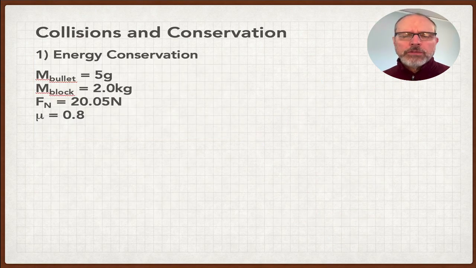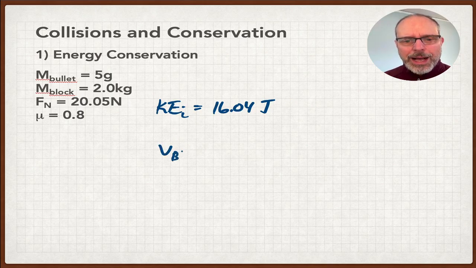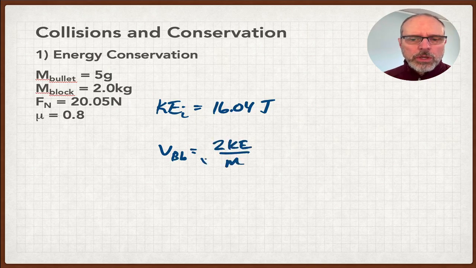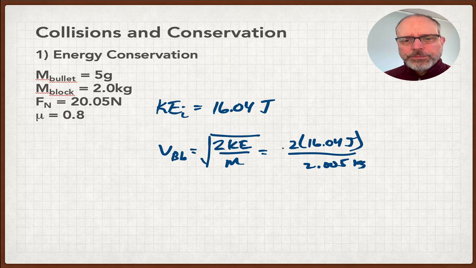And so here's what I'm going to do. I'm going to use conservation of energy to say KE initial was 16.04 joules. That became 0 when, as we just saw, work was done on it by friction. And what that lets me do is figure out the velocity of the bullet-block: v equals the square root of 2 KE over m. And so I'll just plug in the appropriate numbers and see what happens. So 2 times 16.04 over 2.005 kg. Basically the 2's cancel, and I've got the square root of 16, and that tells me it's 4 meters per second.